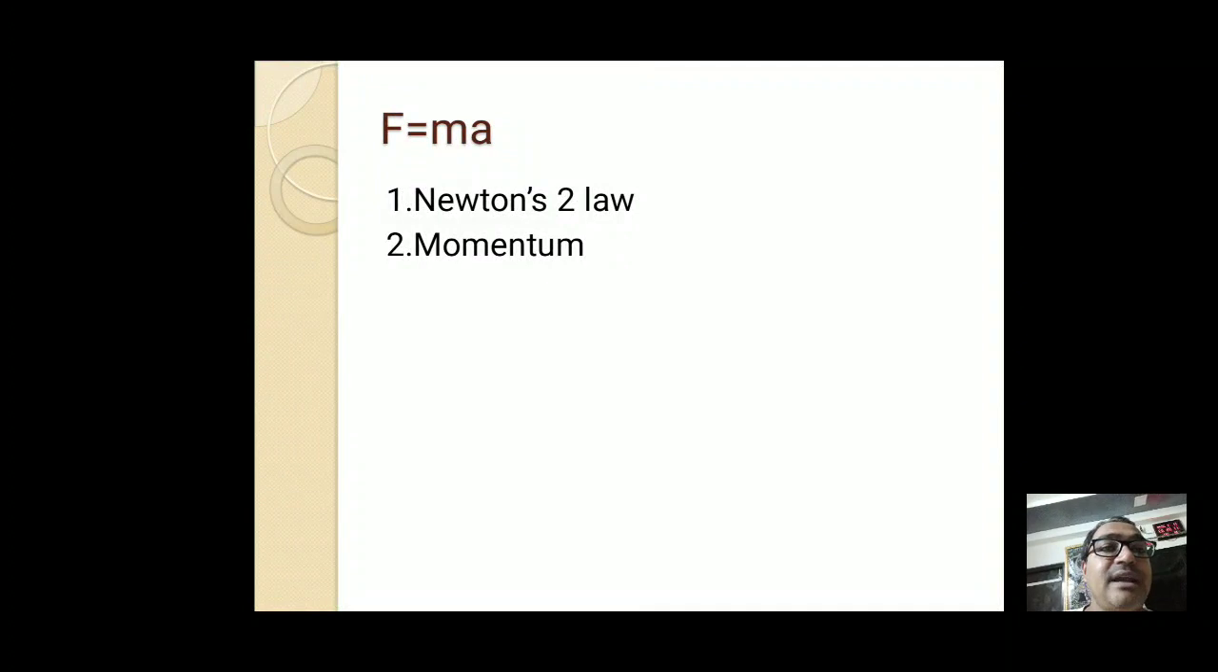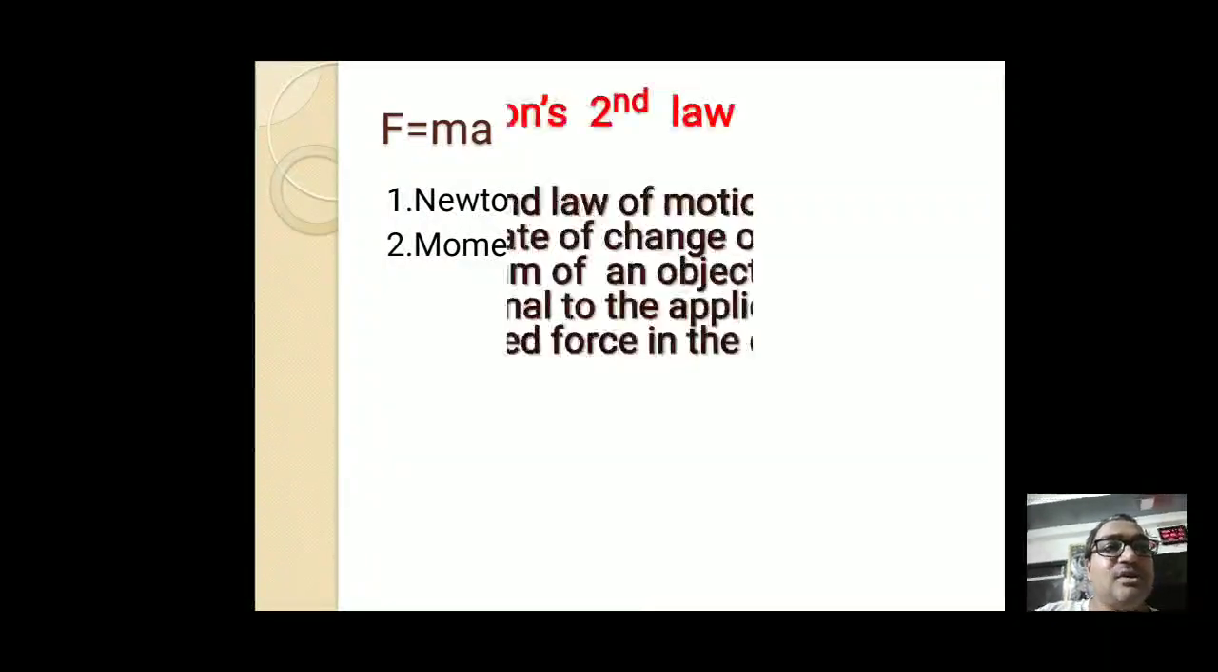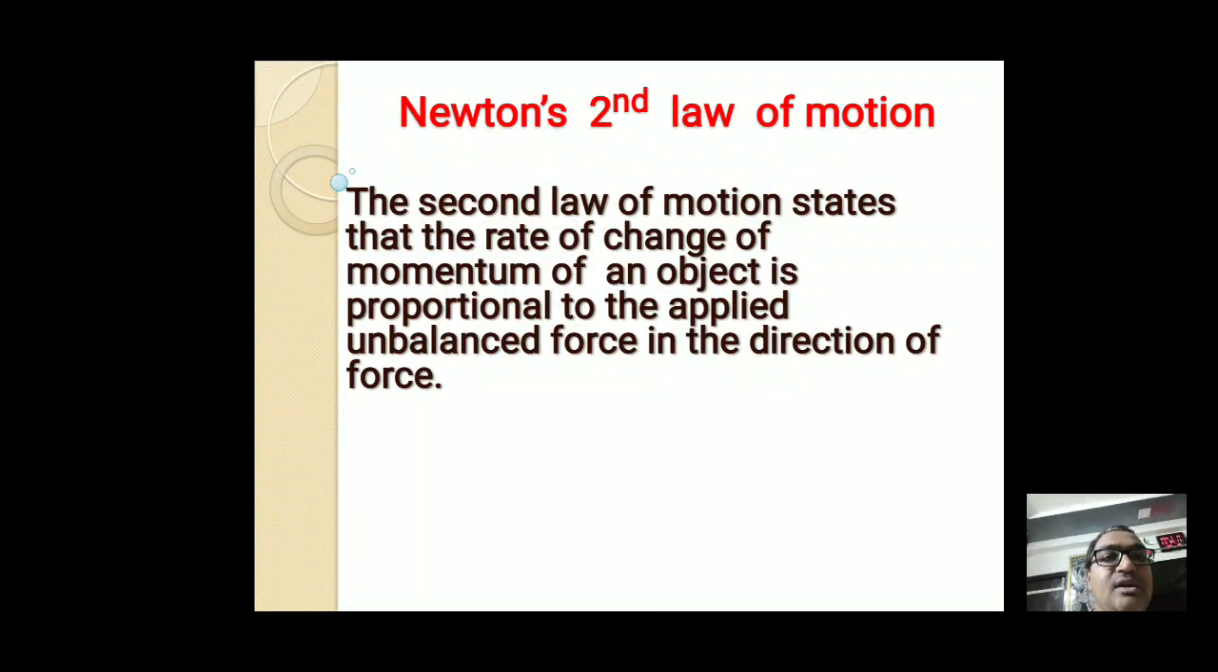This statement, F is equal to ma, is Newton's second law of motion. Second, we have already learned about momentum, but I will revise what momentum is. So what is Newton's second law of motion? The second law of motion states that the rate of change of momentum of an object is proportional to the applied unbalanced force in the direction of the force. This statement you have to learn, it will come in the exam.